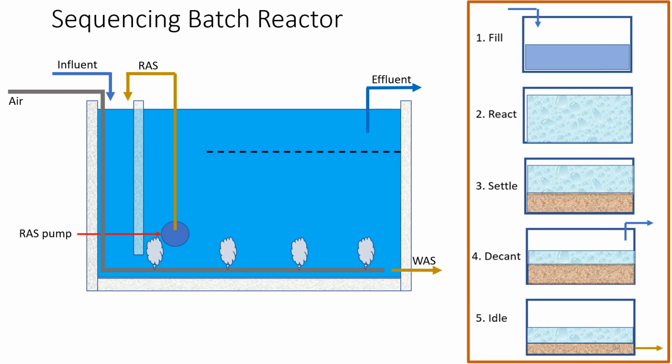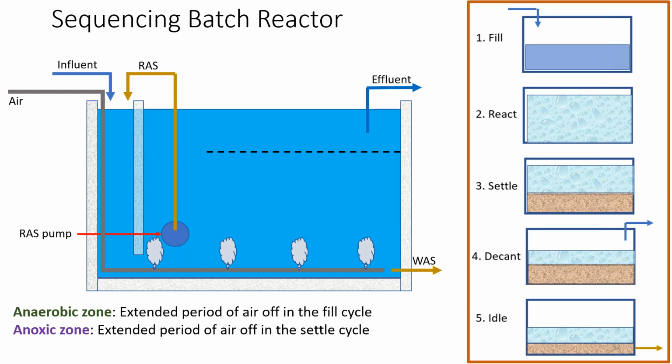They have different stages in the same tank. So if we wanted to modify that, if we wanted to create an aerobic zone, we might want to create it by having an extended period of air off during the fill cycle. That would simulate the wastewater coming in that's not aerated. And then the anoxic zone, we could probably simulate that by having an extended period of air off in the settle zone. So number 2, we react, and then in settle, if we had an extended air off period, we could run out of oxygen, and the only thing that would be left was the nitrate that we created in the react zone.